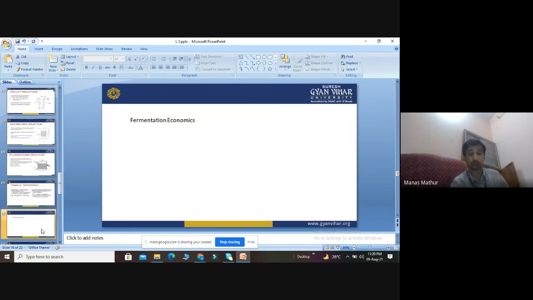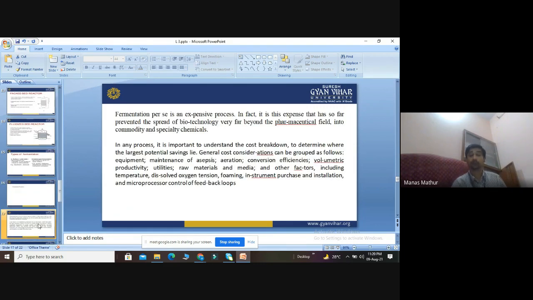Then we discuss the economics of fermentation. What economic things do we have to follow? We should know the exact cost of equipment, maintenance of aseptic condition is required, proper aeration, proper conversion efficiency, how much raw material we are using, how much productivity we are getting, what electricity is used, what the utilities are, raw materials, media, other factors like how much temperature we have to maintain, what cost is involved in the maintenance of temperature, what the ratio of dissolved oxygen is, what the oxygen tension is, what the foaming is, what the instrument purchase and installation are, and what the microprocessor control of the feedback loops is. So cost benefit analysis is very important to start any kind of business.